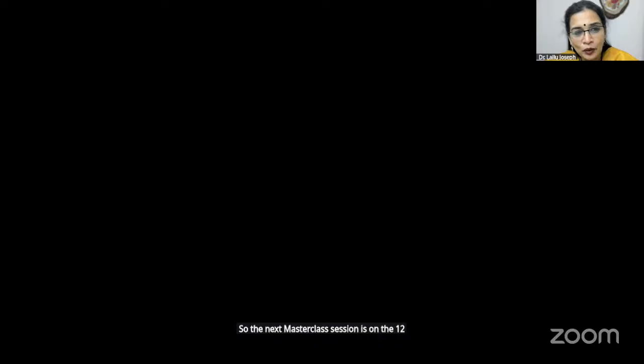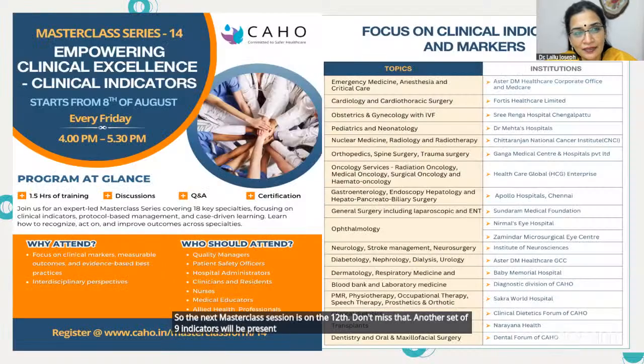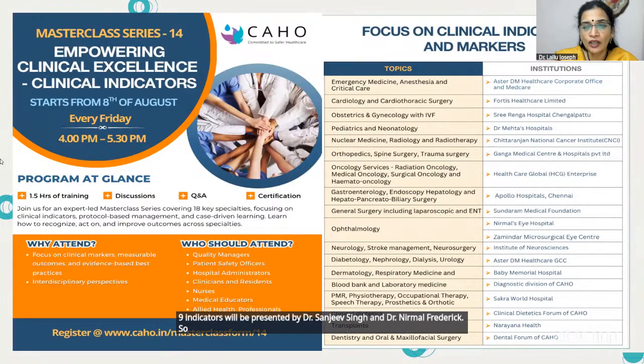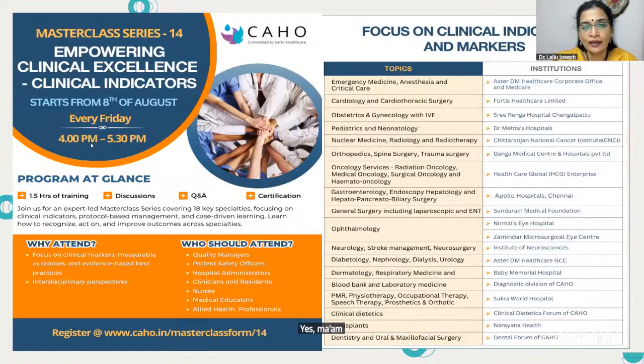So the next masterclass session is on the 12th. Don't miss that. Another set of 9 indicators will be presented by Dr. Sanjeev Singh and Dr. Nirmal Frederick. So what's going to happen? 18 weeks, we are going to have very specific department-specific indicators presented.